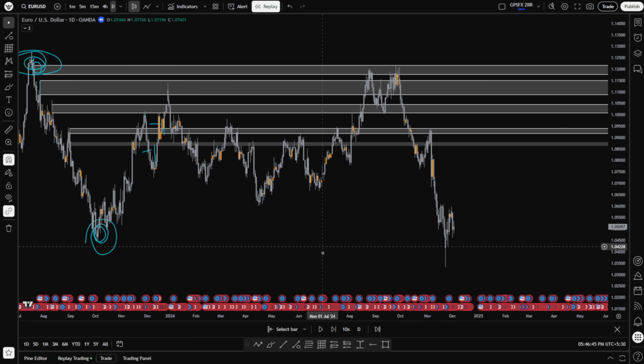Beautiful. So I think I don't even have to explain what happened right here. We get a beautiful breakout structure towards the downside.